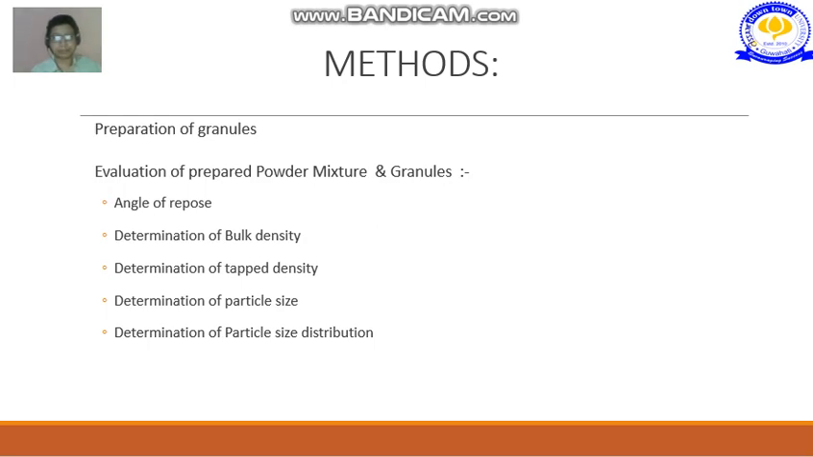Once the granules are prepared, both the powder mixture and the granules will be used separately to perform the following studies. Angle of repose to determine the flow property. To determine the density properties of the powder, we will perform bulk density and tap density. The particle size, which is the most important part of micrometric property, will be determined by optical microscope, and particle size distribution will be determined by the sieving method. So all these studies we are going to perform during this practical session.